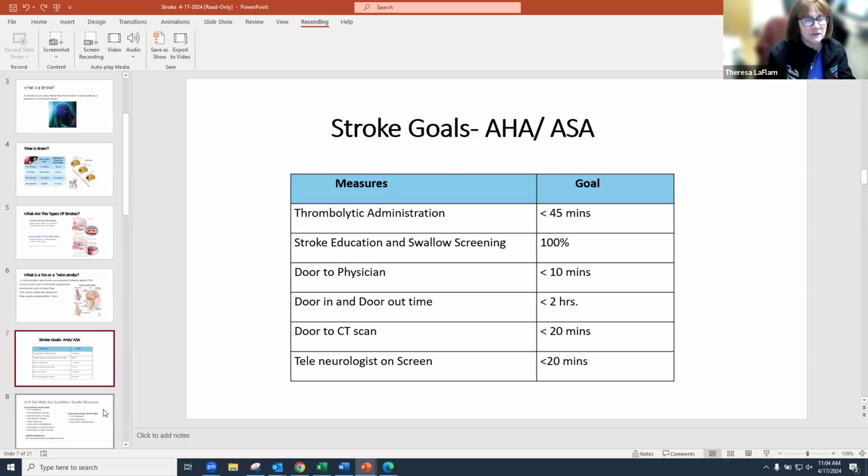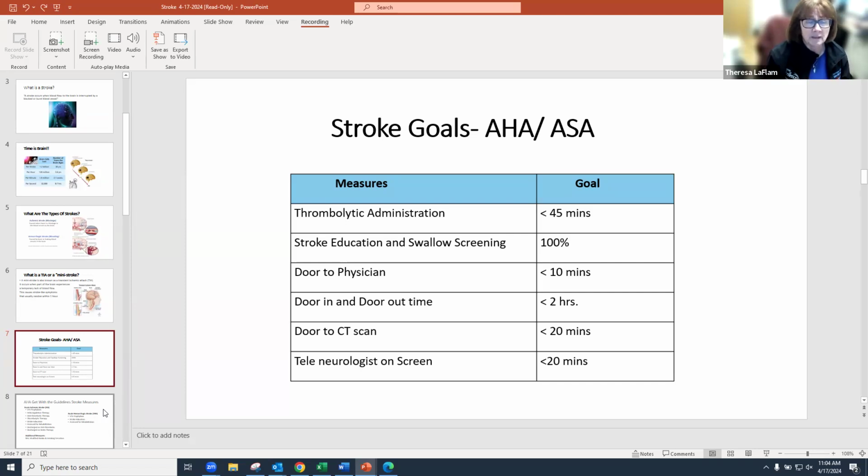Another goal we have is that when we're speaking to the patient and doing education, we check their swallow screen before giving any medications to make sure they can safely swallow, because aspiration pneumonia is a complication of stroke. We want to make our goal for that 100% of the time. Every patient needs to be educated. Every patient needs to be screened for swallowing.